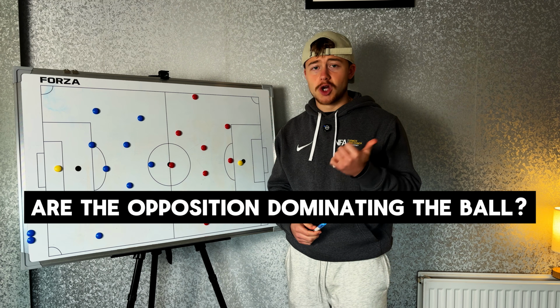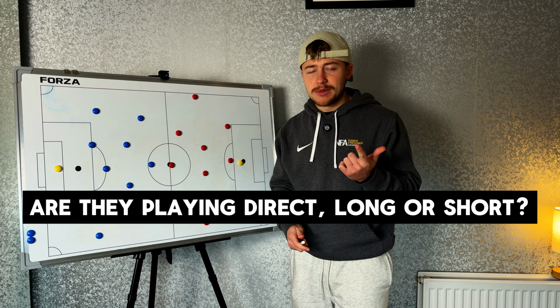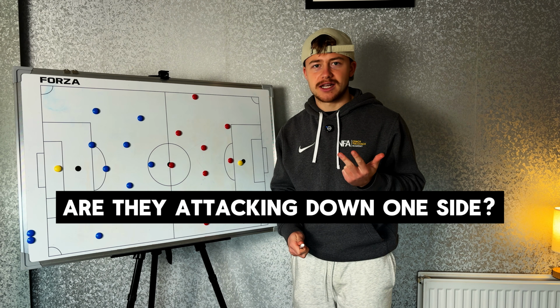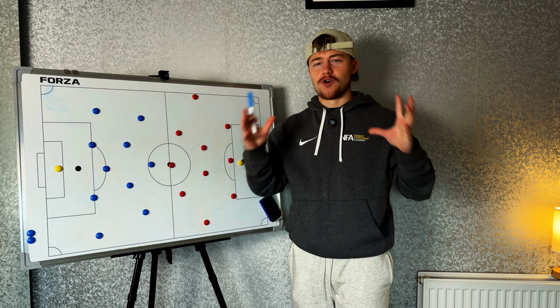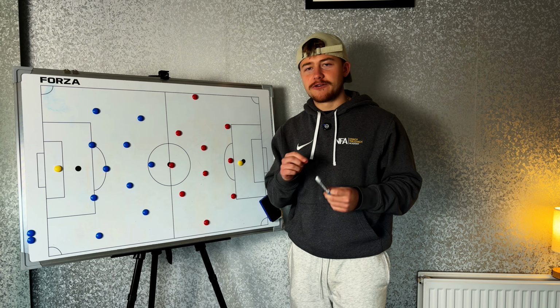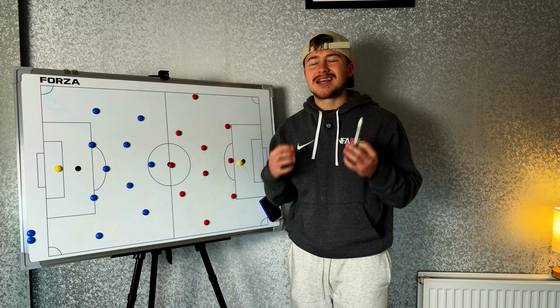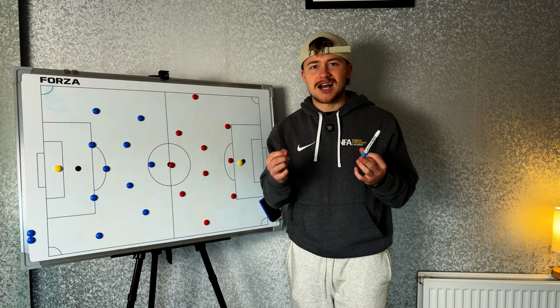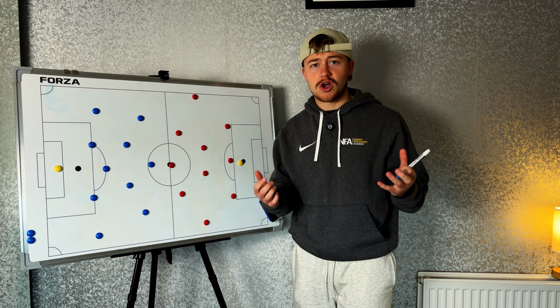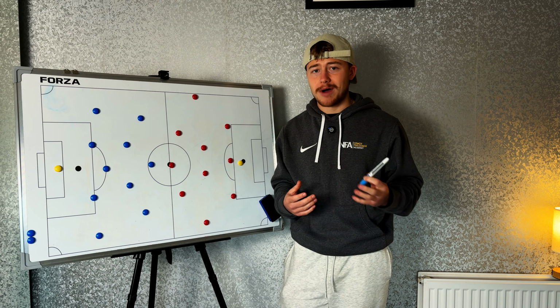Are the opposition team dominating the ball from the get-go? Maybe the opposition team are trying to play more direct. Are they perhaps attacking down one particular side? And this helps you build an overall picture before diving into the deep stuff. Because if you start jotting things down too early, then you can kind of lose track of what you're actually trying to look for. And you end up missing the flow of the game, which can give you a lot of context, because good analysis is all about context.